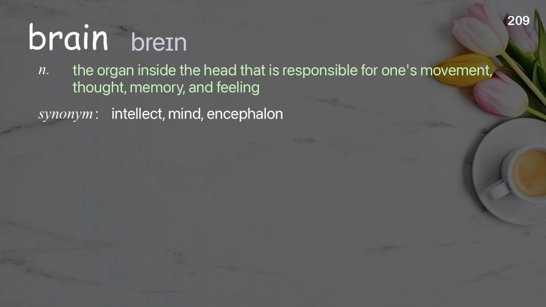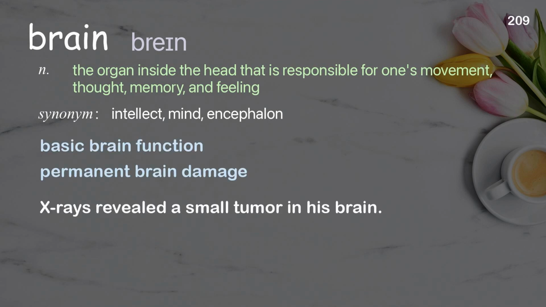Brain. The organ inside the head that is responsible for one's movement, thought, memory, and feeling. Examples: Basic brain function. Permanent brain damage. X-rays revealed a small tumor in his brain.